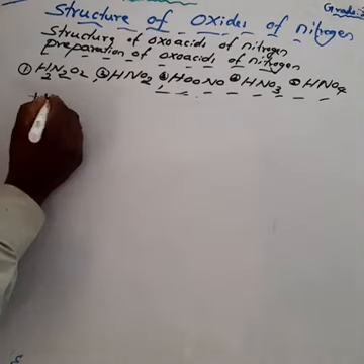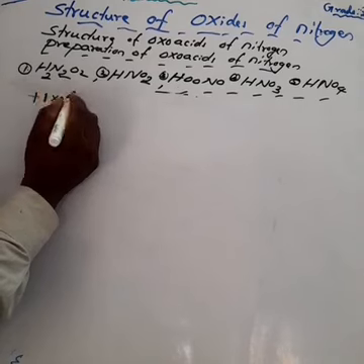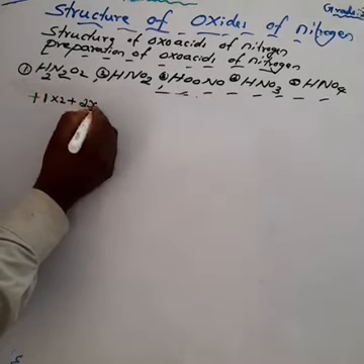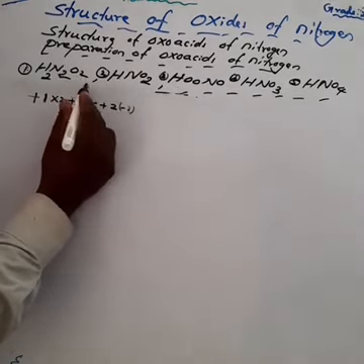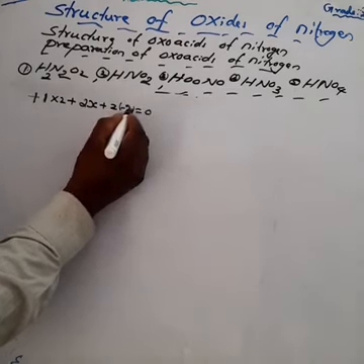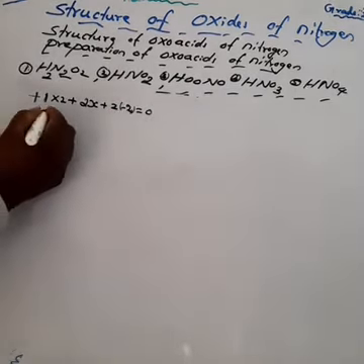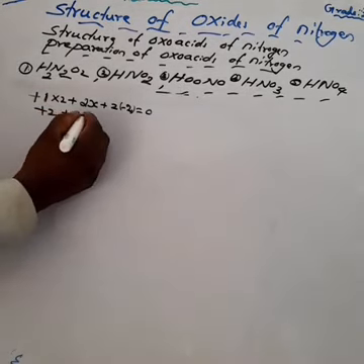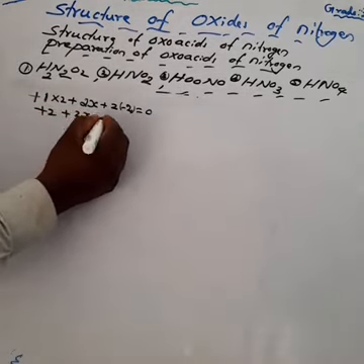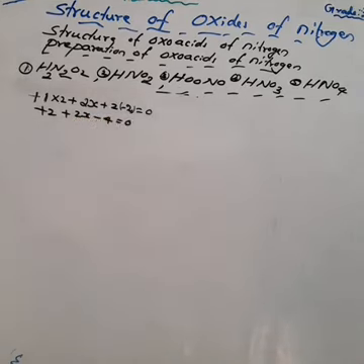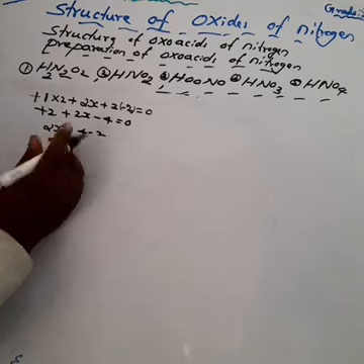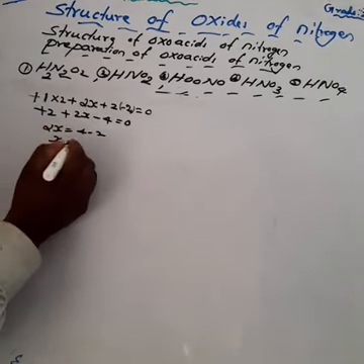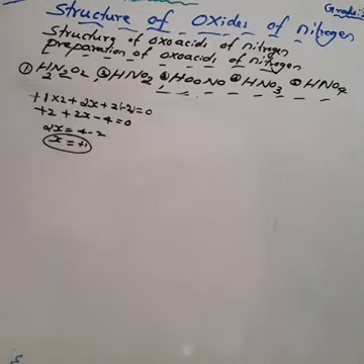2 into +1 plus, here having 2 nitrogen. Nitrogen is taken as X, so 2X, plus oxygen having charge -2, and here having 2 oxygen, 2 into -2, is equal to 0. So 2 into +1 plus 2x plus 2 into -2 equal to 0. It can be written as 2 plus 2x minus 4 is equal to 0. 2x is equal to 4 minus 2. 2x is equal to 2. X is equal to 2 by 2, that is equal to 1. So what is the oxidation state here? +1 is the oxidation state.